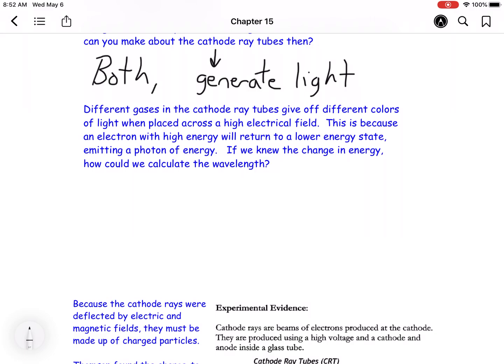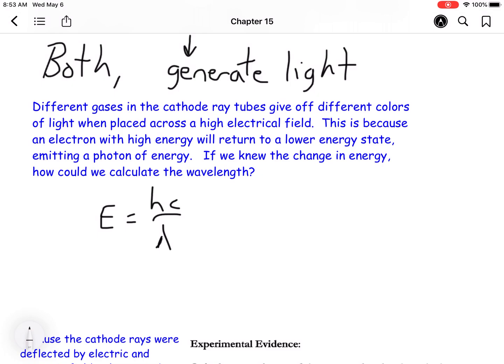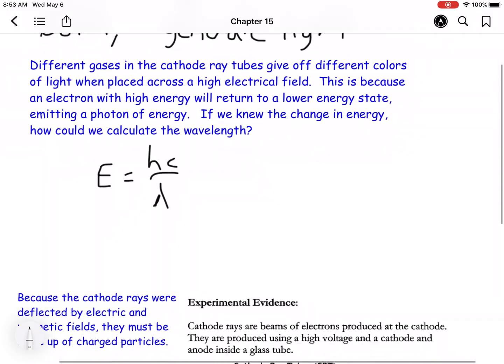One thing we're also going to talk about is that cathodes give different colors of light when placed across a high electric field. This is because an electron with high energy will turn to a lower state, emitting a photon. If we find the change in energy, how could we calculate the wavelength? That has to do with our formula sheet, which I just need to grab here. If I know the energy of the photon, then I'm able to calculate the wavelength using this equation. And that's important, because chapter 14 is also going to come in here.